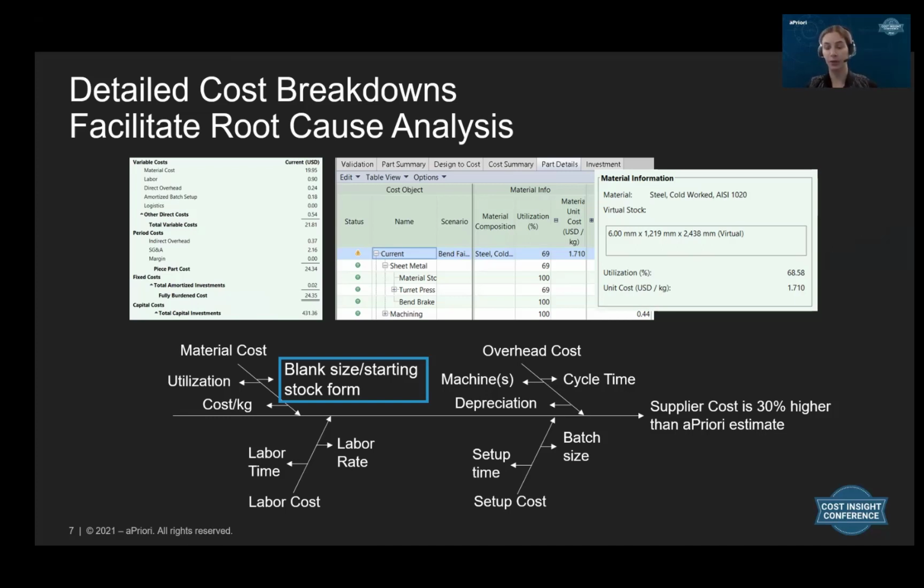If it is reasonable, you can update aPriori to see how it impacts the cost. For example, say they're using a different blank size. Make that change in aPriori and see if that closes the gap between your estimate and their quote. If not, you haven't found the true root cause and you have more investigation to do.